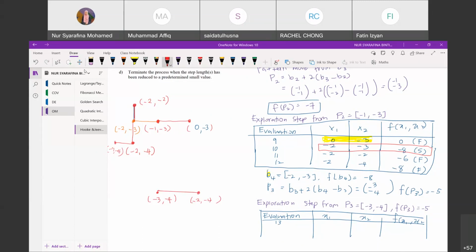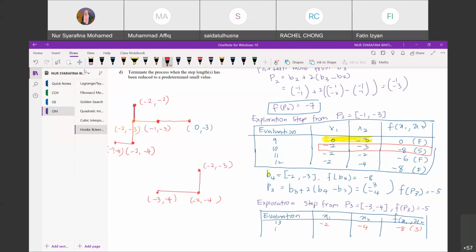So you check -2 minus 4. The function is -8, which is reduced from -5 here. Then just consider success. And when it is success, no need to proceed to the left. Then this one to the upside. So this one becomes -2 minus 3.